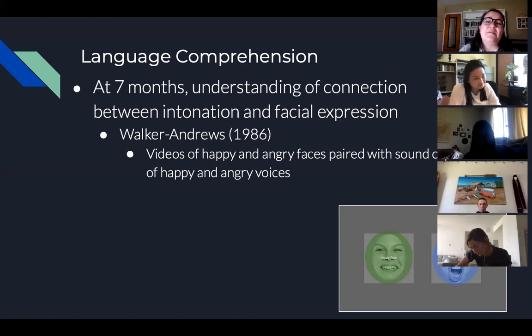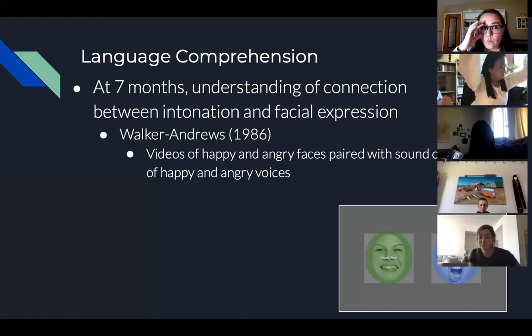But what he did was he mixed the sound conditions of the different tones of voice with the video conditions. And in the videos, only part of the face was visible to the baby. So the mouth was covered so that the baby could only focus on the eyes and the forehead.